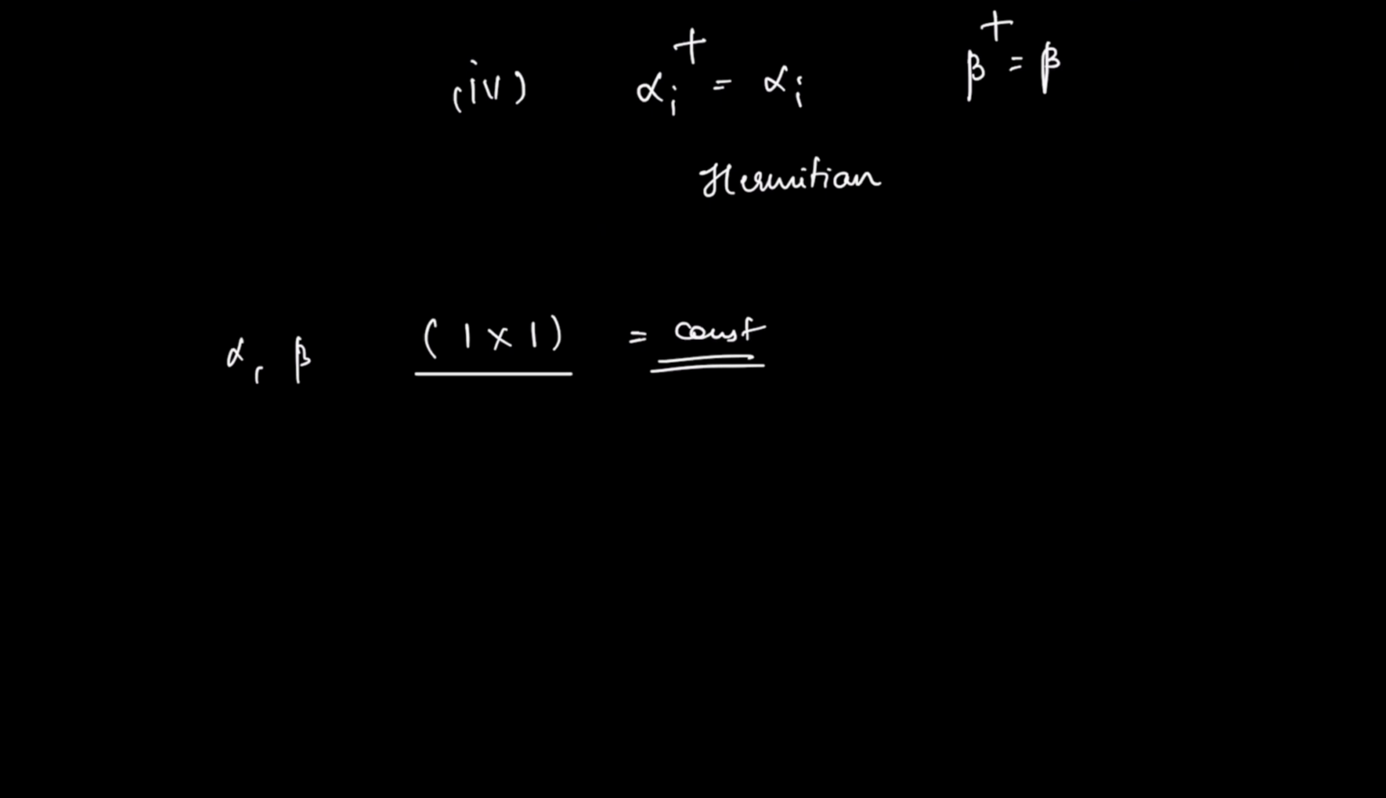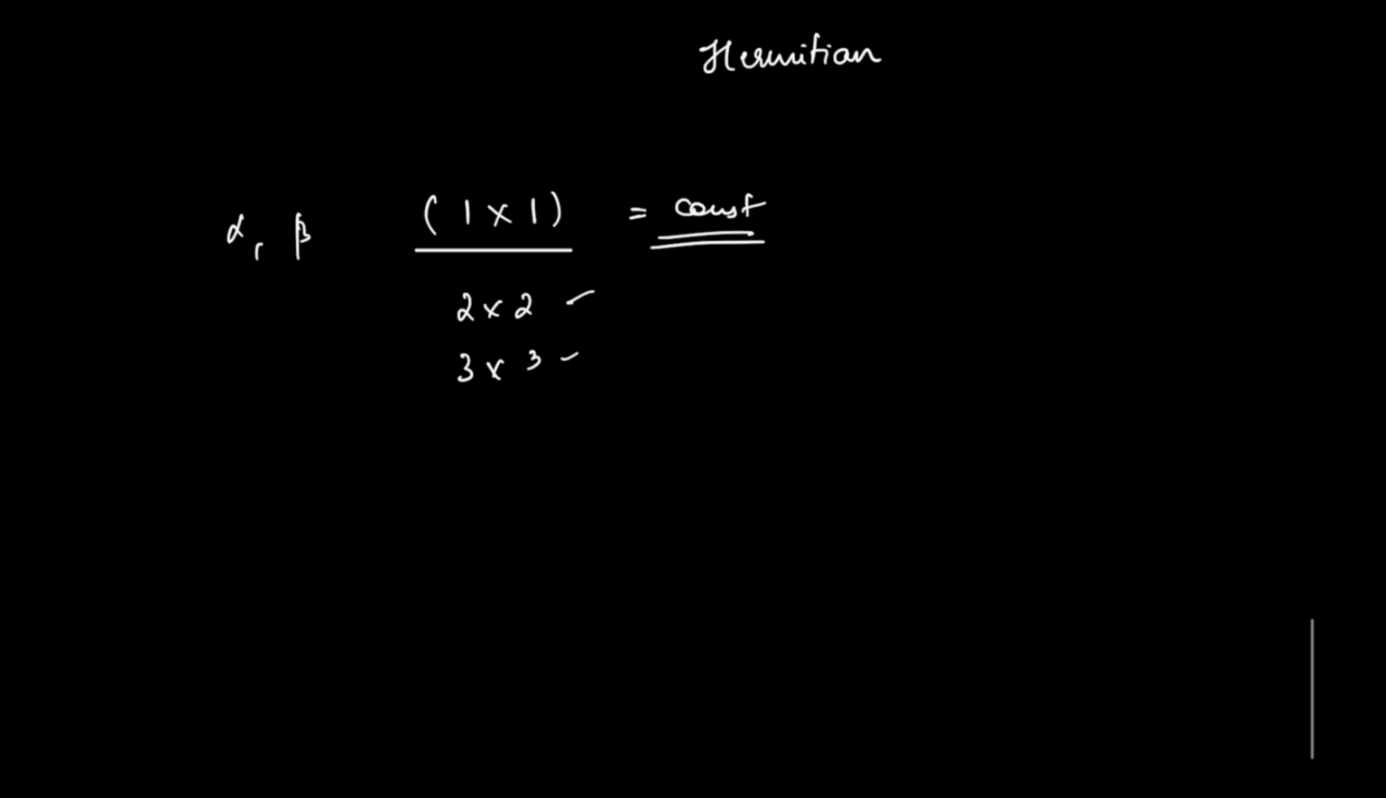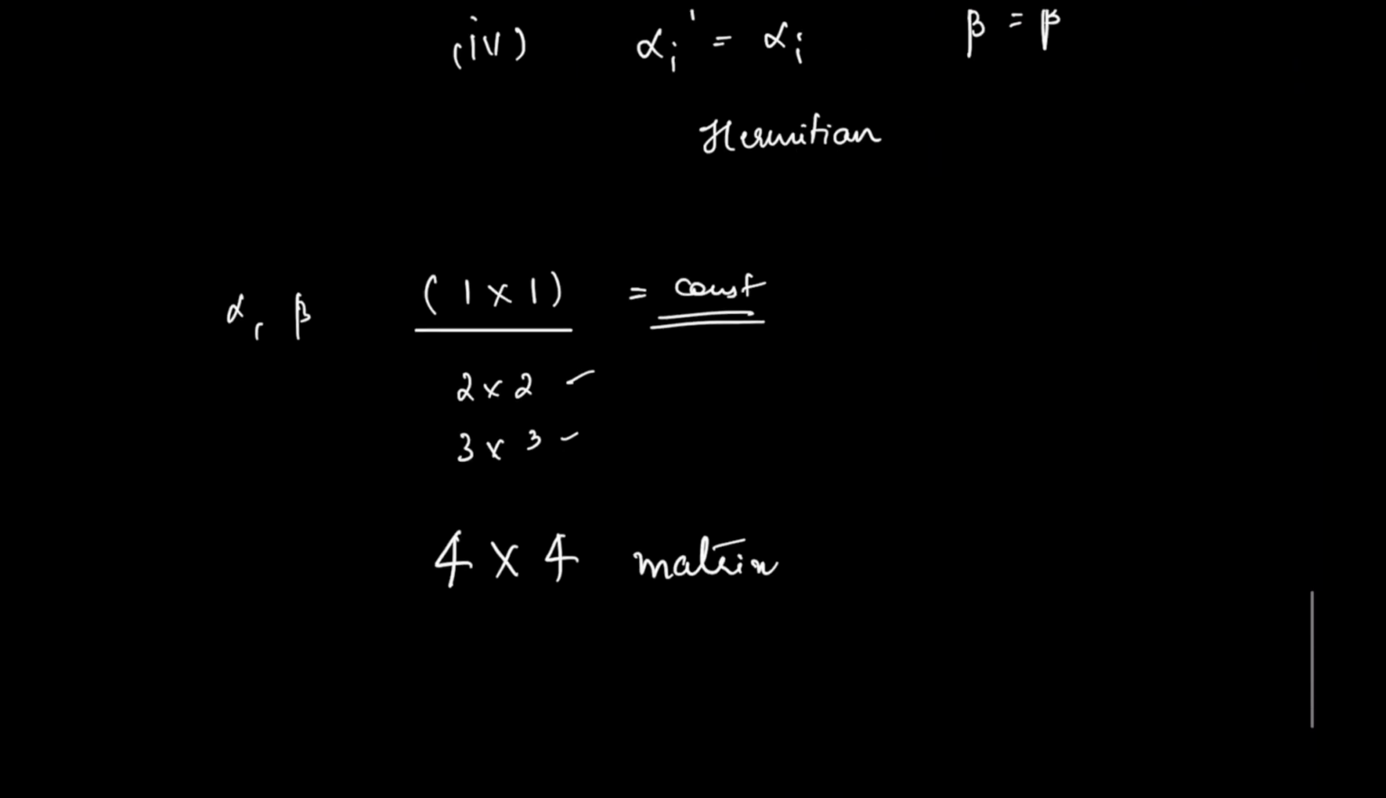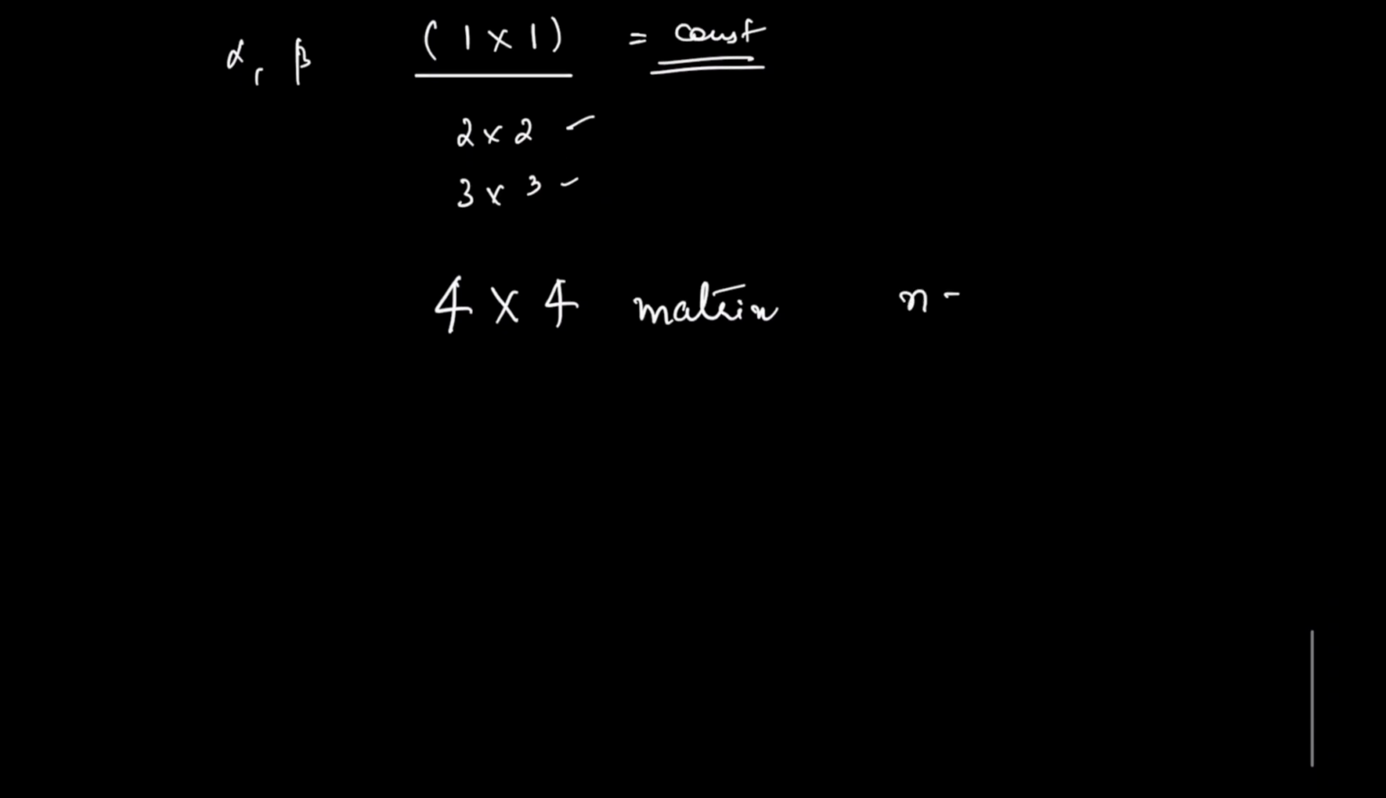So we can start checking with a 2 cross 2 matrix, then 3 cross 3, etc. But still we can see that they won't work. So you need at least a 4 cross 4 matrix to satisfy all these four properties. Okay, that is n is equal to 4. That is the minimum requirement. You need a 4 cross 4 matrix to satisfy all these properties.